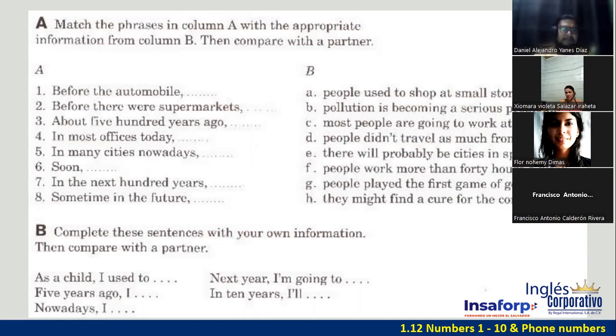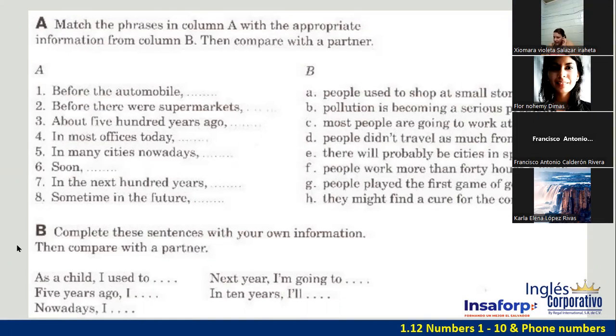Okay, very good. Because this is my work. Oh, really? Okay, I'm glad to hear that. Thank you very much, Daniel Alejandro. Good sentences. Xiomara, you're next. Thank you. You're welcome. As a child, I used to play with dolls.